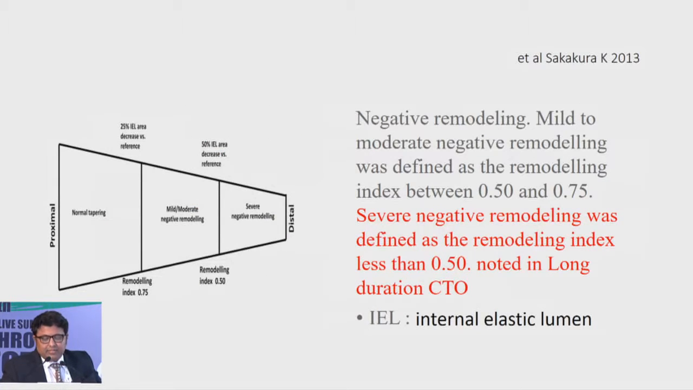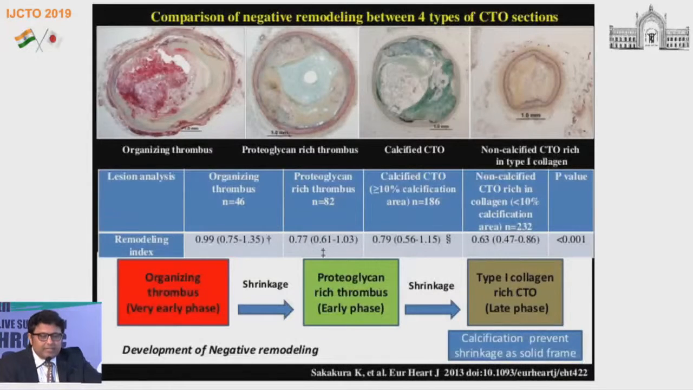There is an index, and it shows that severe negative remodeling was defined as a remodeling index less than 0.50, which is seen in the long duration. And this is a comparison of the negative remodeling between the 4 types of CTO sections: the organizing thrombus, and as time passes, it goes on to the calcified CTO, and the shrinkage takes place with type 1 collagen-rich CTO, and that is how the development of the negative remodeling within the vessel is seen.